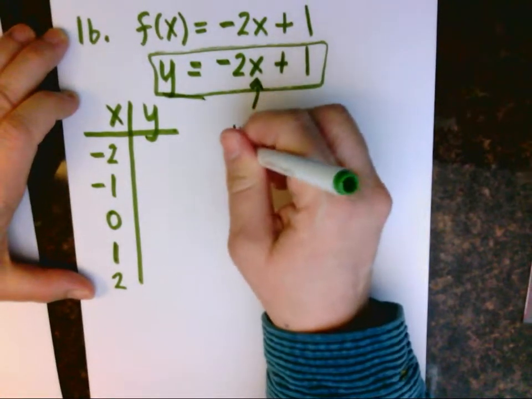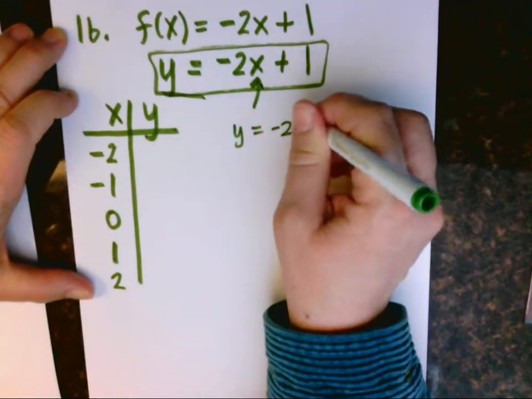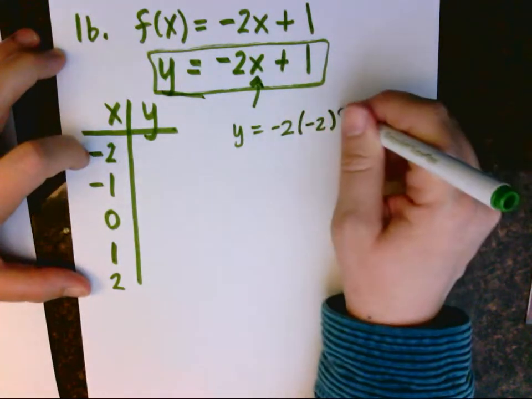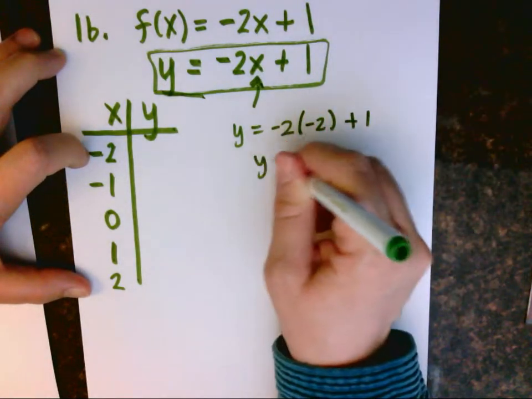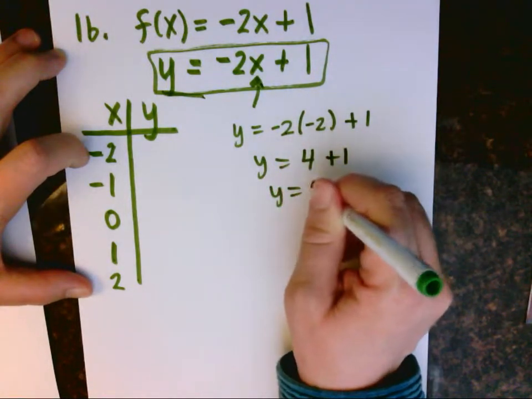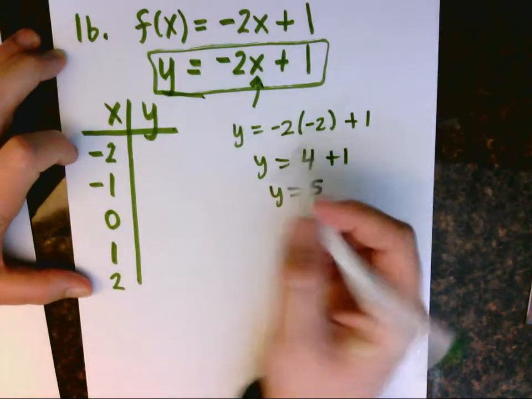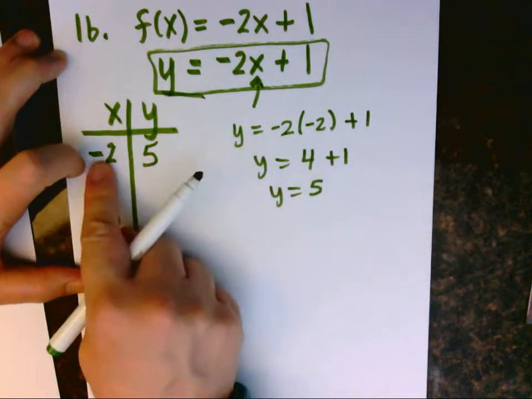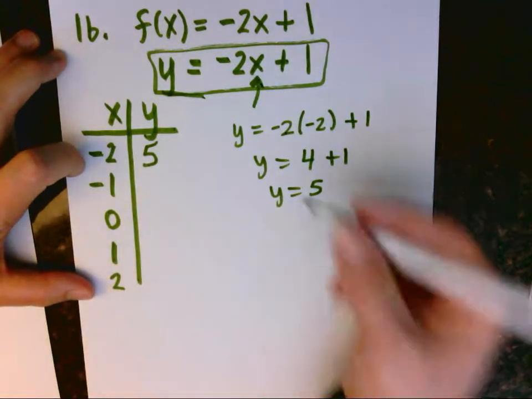So I start with the first one, y is equal to -2, and I'm putting in place of the x the -2 because that's the first one over here, plus 1. Y is equal to negative times negative makes a positive 4 plus 1, y is 5. Okay, so I put a -2 in and I got a 5 out, so the y always depends on the x. If I pick one, I have to calculate the other.